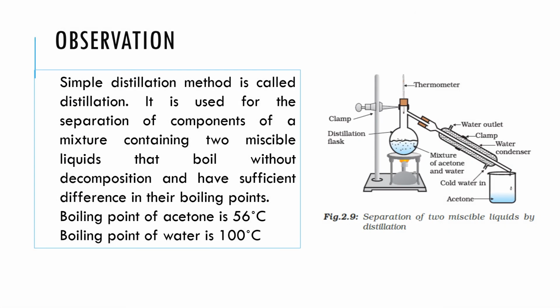Simple distillation is used for the separation of components of a mixture containing two miscible liquids. Here we have taken acetone and water, which boil without decomposition and have a sufficient difference in their boiling points. Do you know the boiling point of acetone? The boiling point of acetone is 56 degrees Celsius. The boiling point of water, you know very well, is 100 degrees Celsius.